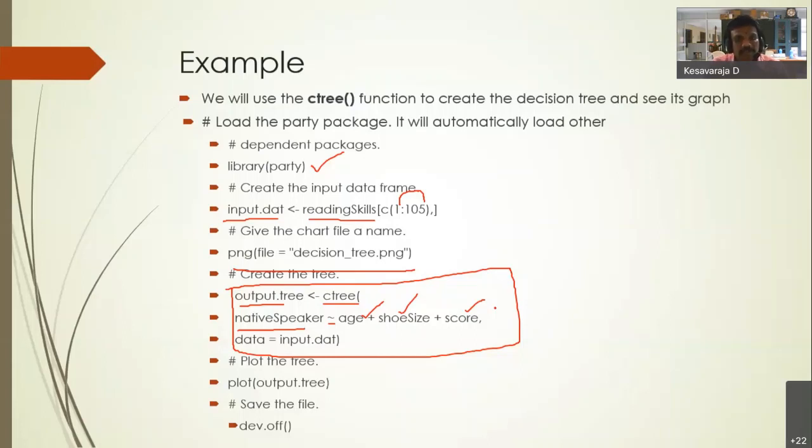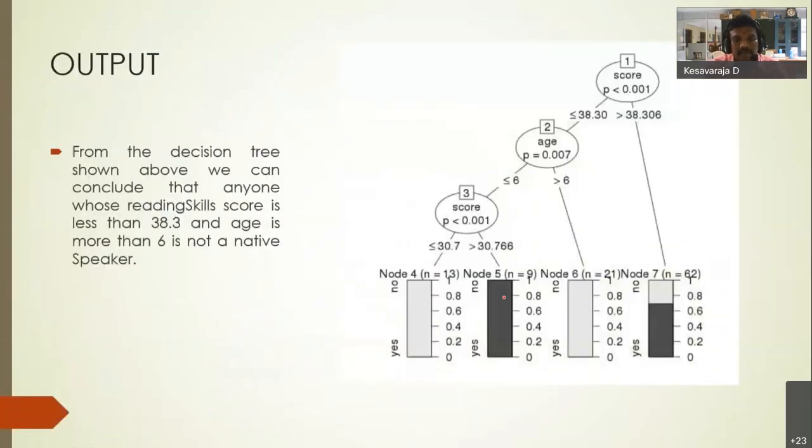So this is the way. Library party, input.dat, readingSkills rows 1 to 105. Then output.tree equals ctree, that is decision tree, of native speaker tilde age plus shoe size plus score, data equal to input.dat. This will construct a decision tree something like this, based on age, shoe size as well as score. So it constructs a decision tree for whether he is a native speaker or not.